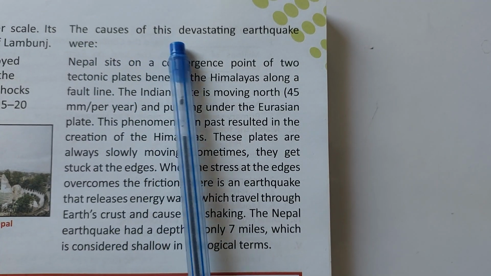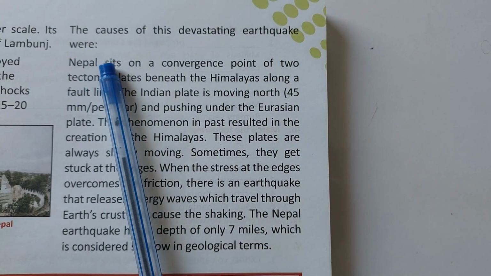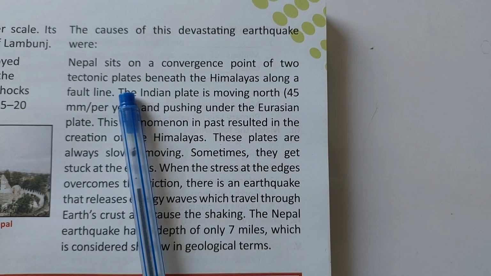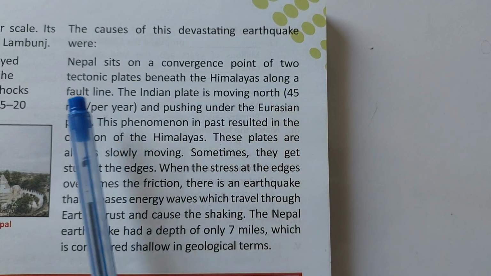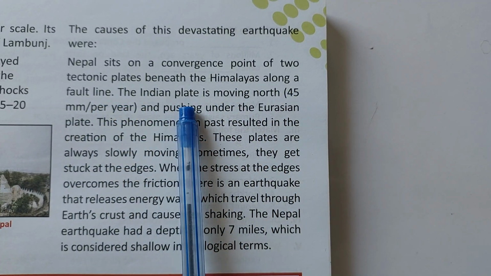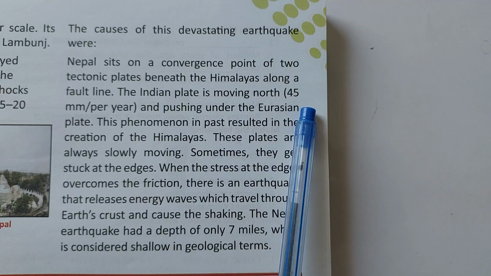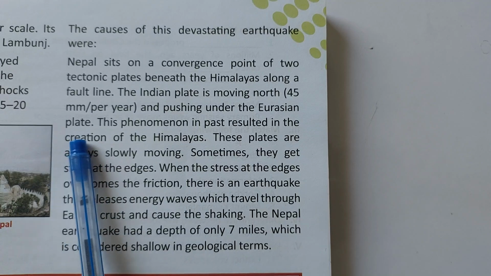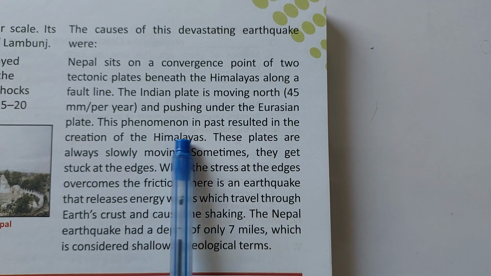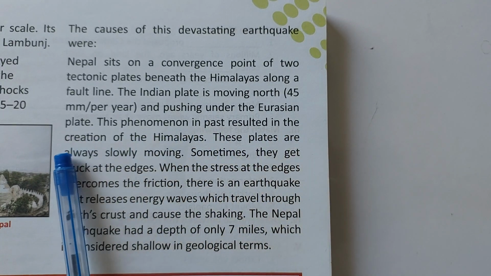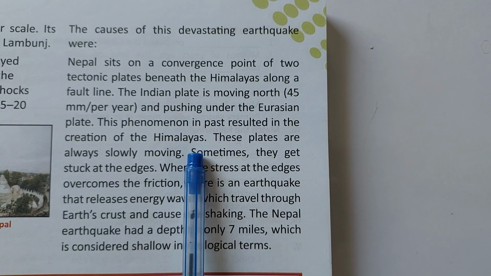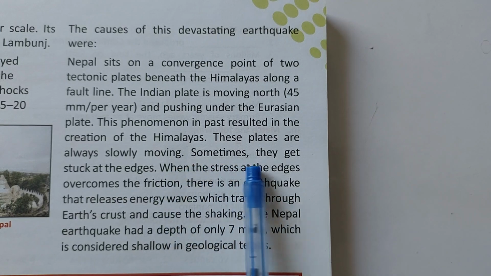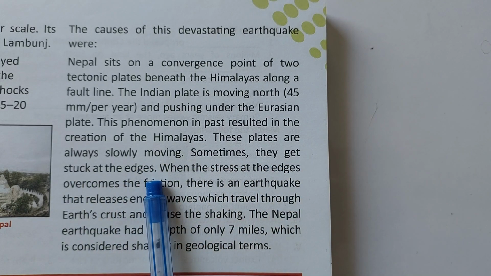The causes of this devastating earthquake were: Nepal sits on the convergence point of 2 tectonic plates beneath the Himalayas along a fault line. The Indian plate is moving north 45 mm per year and pushing under the Eurasian plate. The phenomenon in past resulted in the creation of the Himalayas. These plates are always slowly moving. Sometimes they get stuck at the edges.